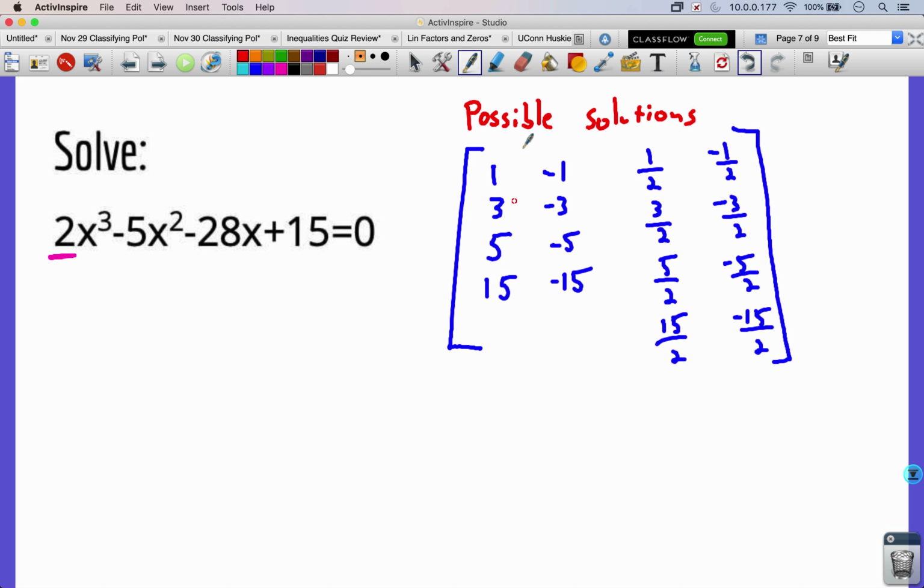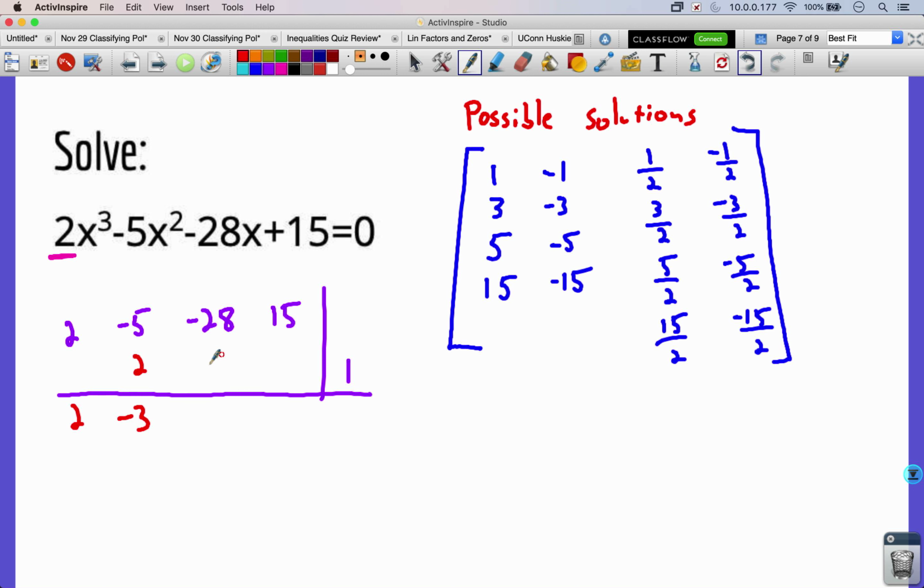But we're going to start with the small numbers. We'll start with a positive 1 and see if we get it. So I'm going to evaluate at 1 using synthetic division. Let's see what happens. So I drop down the 2. 2 times 1 is 2. Add the column. Negative 3. Multiply. We get a negative 3 here. Add the column. Negative 31. And this is not going to be a 0. So let's just cross out the 1.